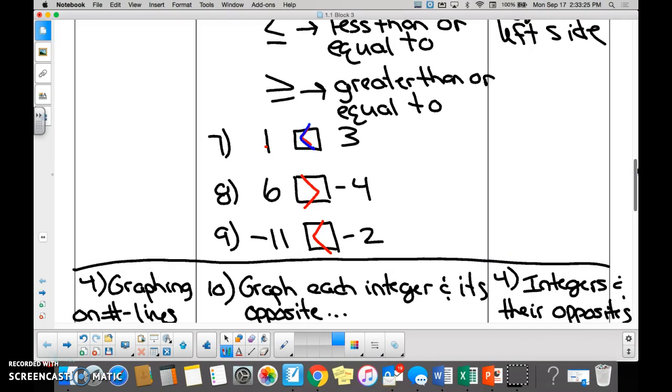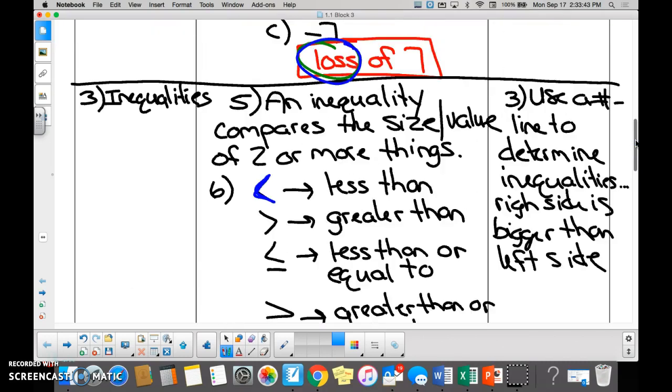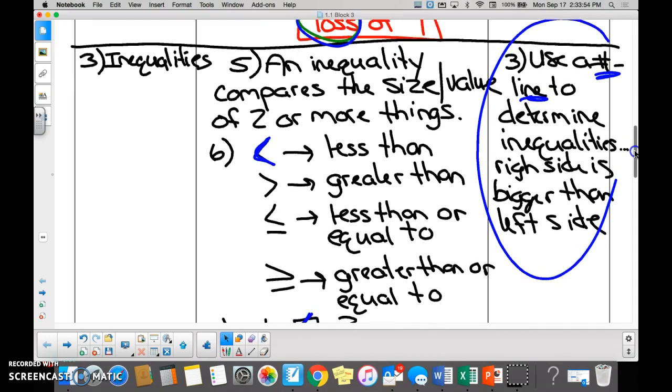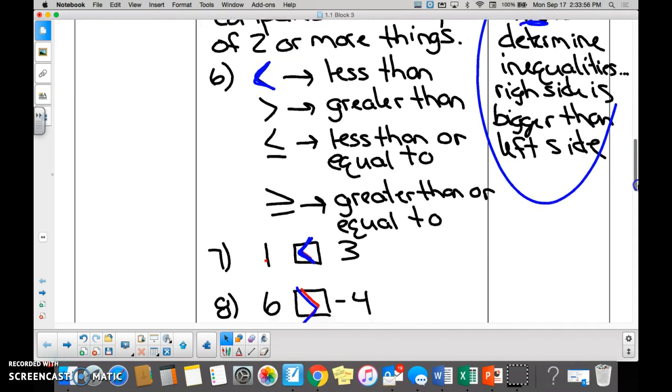The alligator always wants to eat the bigger number. Is 3 bigger than 1? Yes. Is 6 bigger than -4? Yes. Is -2 bigger than -11? Yes. And then the most underused tool in all of math is the... What's the most underused tool in all of math? Number line. I always say whatever is to the right on the number line is the bigger number, right? So if you look at your number lines on your desks, whichever number is further to the right is going to be the bigger number.